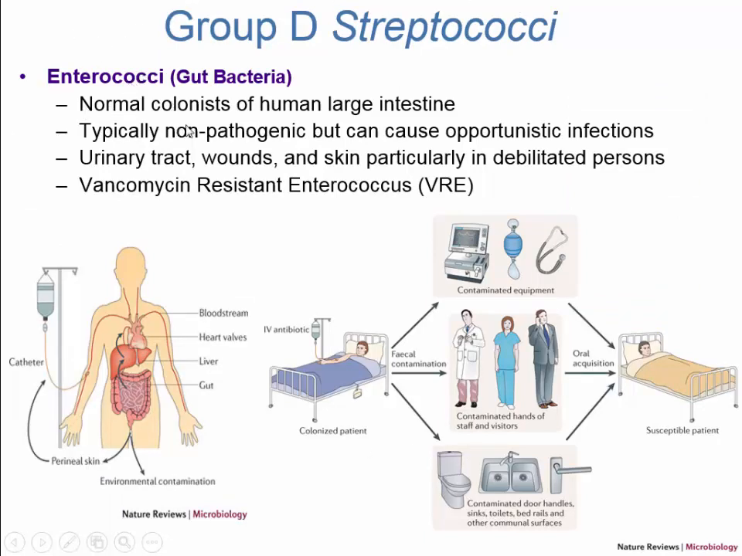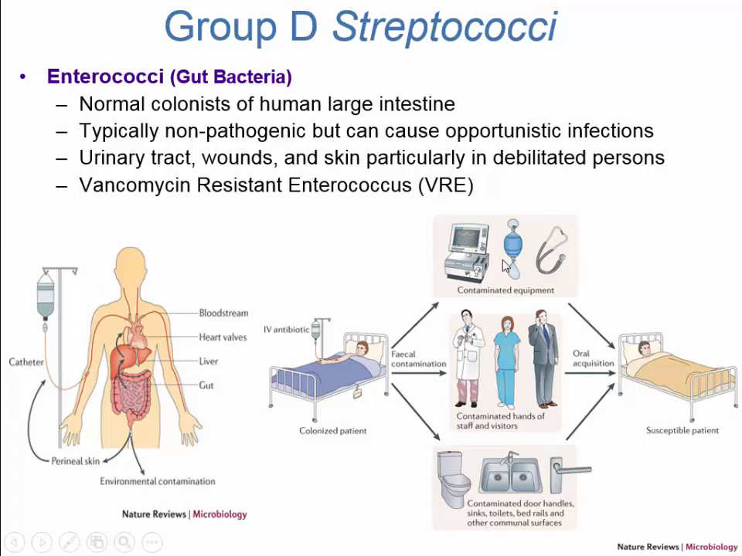Group D Streptococcus is the Enterococcus. It is typically a normal colonist of the normal GI tract. It is often non-pathogenic but causes opportunistic infections and nosocomial infections. So you can see here that catheters that are inserted can result in dissemination of the bacteria.